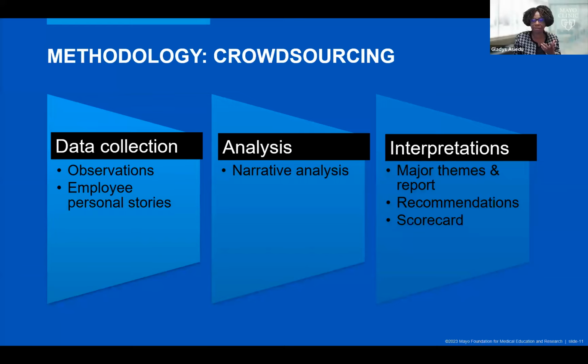And after that, we compiled a confidential report documenting these experiences, and we submitted it to the CEO and all the Mayo enterprise leaders. In that report, we provided a compilation of the stories that highlighted recurring themes of racism, bias, inequities, and insights into the organization's culture from the point of view of Black and African-American employees, and some action-oriented recommendations for improving the workplace experiences and environment for this group of people.